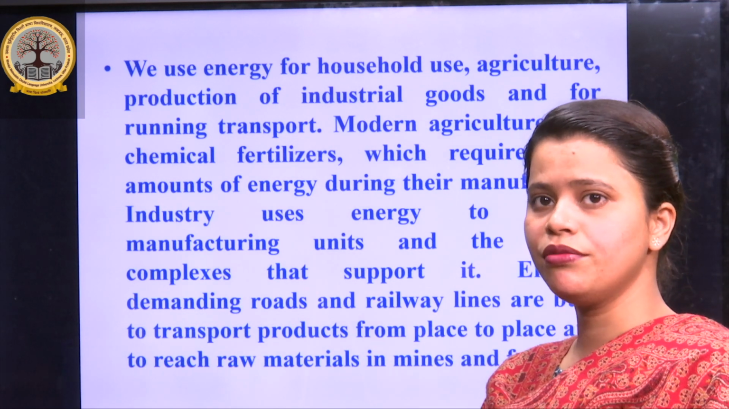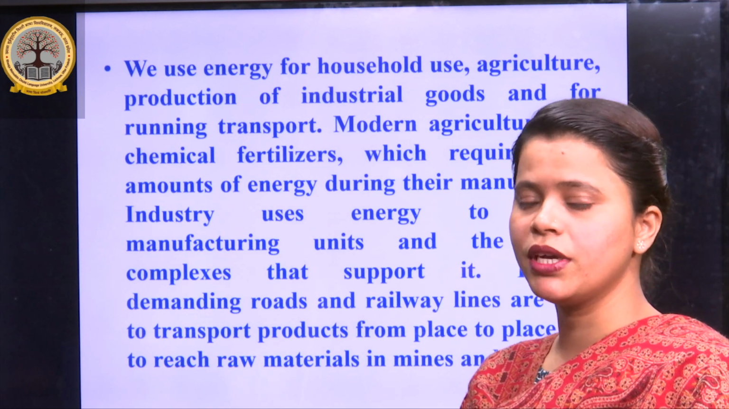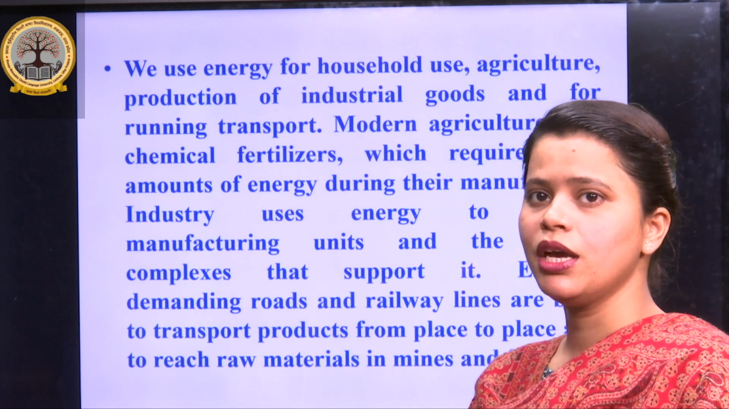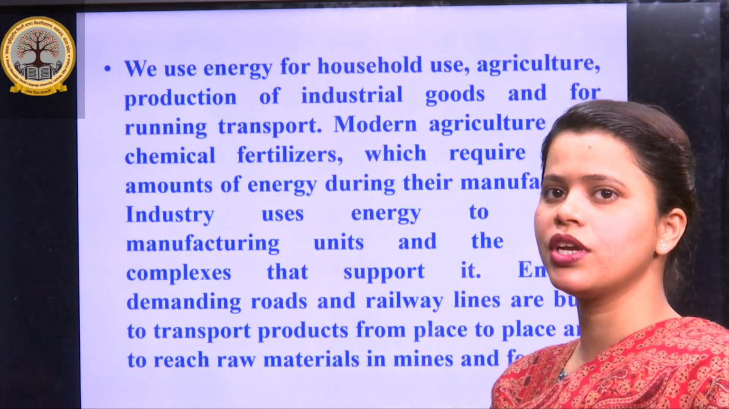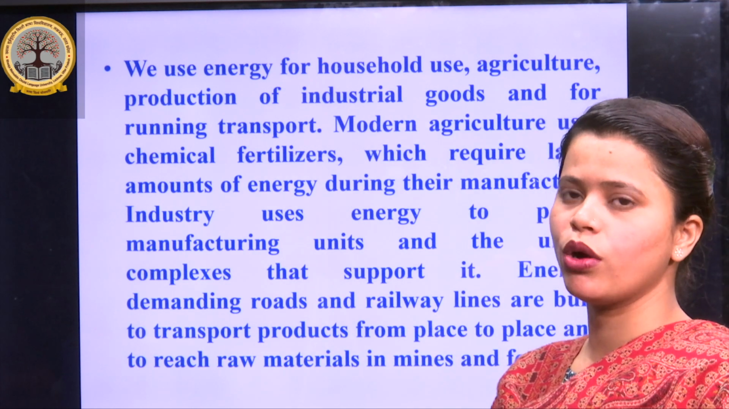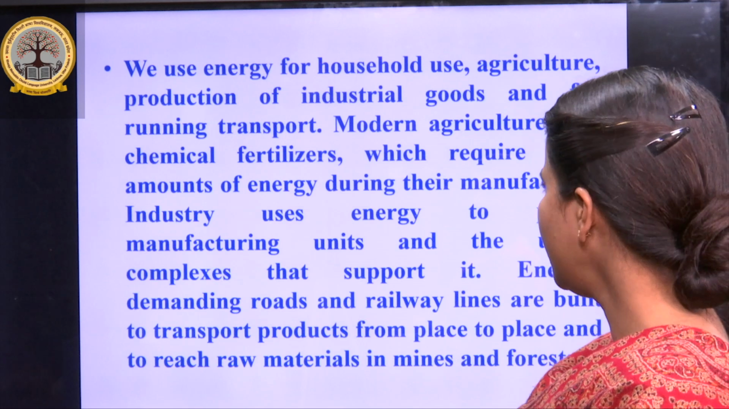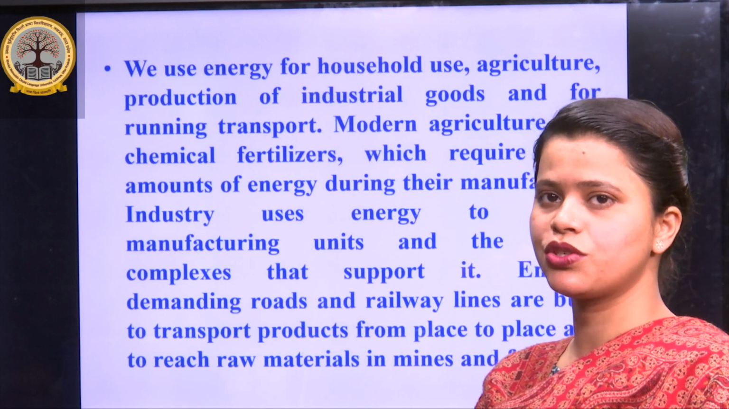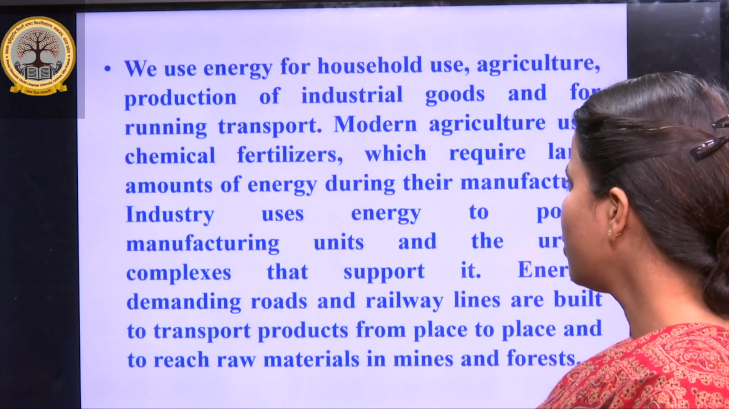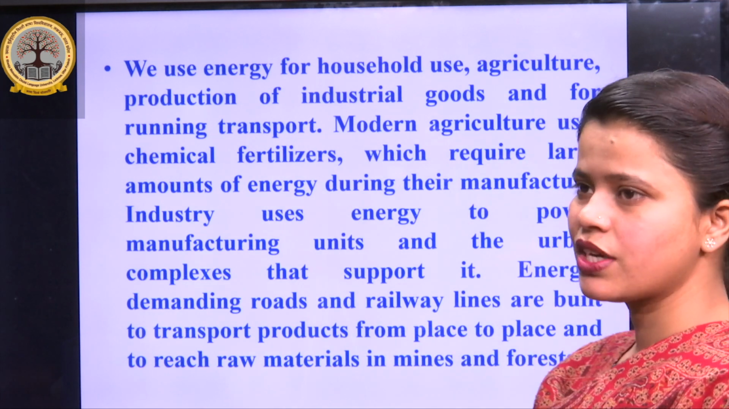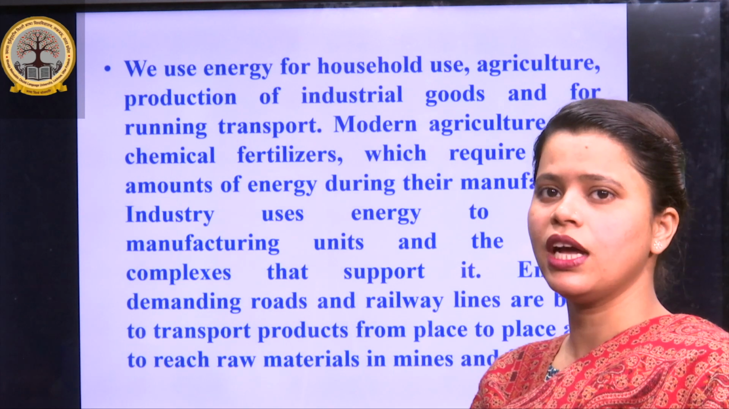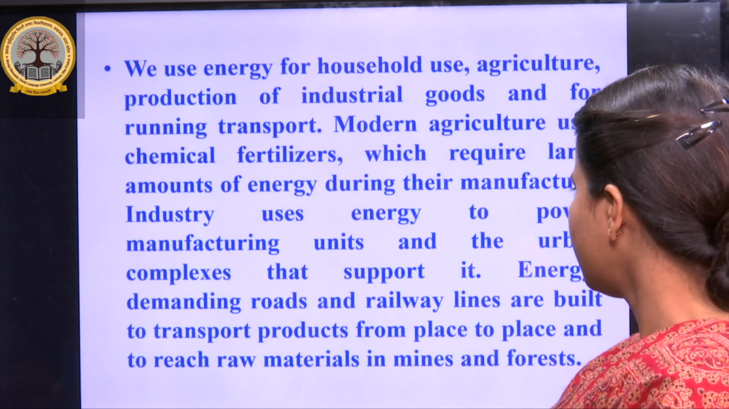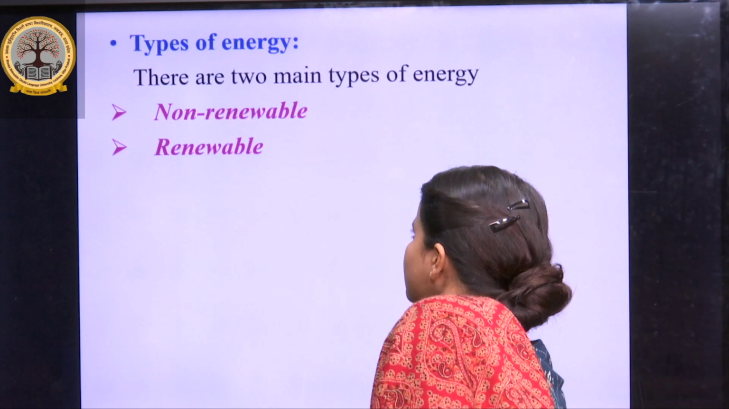For example, if we are applying chemical fertilizers and pesticides to an agricultural field, then they need to be prepared in an industry, and the industry cannot operate without the aid of energy resources. In addition, the energy resources are also required for the production of industrial goods, and they are also used for running various transport mediums that are associated either with road, rail or waterways.